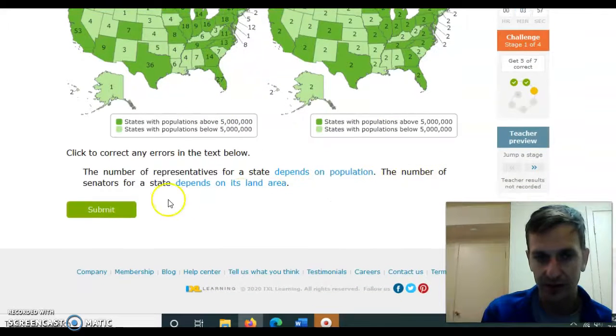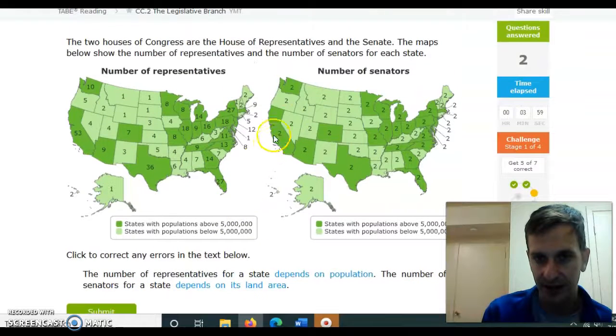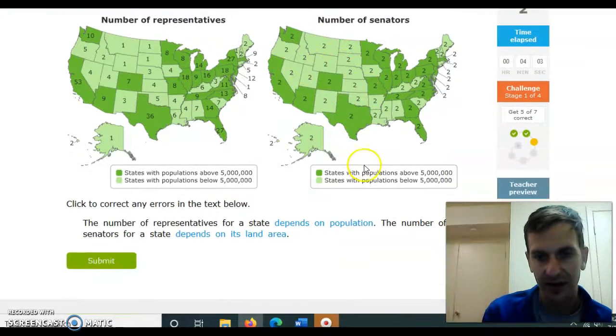The number of senators for each state depends on its land area. It doesn't say anything about land area, right? It's population. Is it going to be always the same? Yes. The number of senators, regardless of the number of people or size of the land area, is always the same. Always going to be 2.